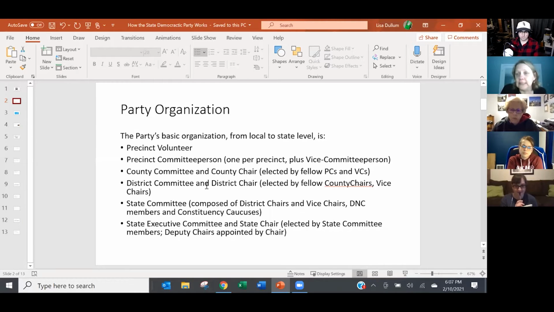There are the DNC members, which is the Democratic National Committee members. And then there's constituency caucuses, and I'll talk a little bit more about all those as well. Then the state executive committee and the state chair, who is currently John Zodi, are elected by those state committee members. Okay. So it's a hierarchy.